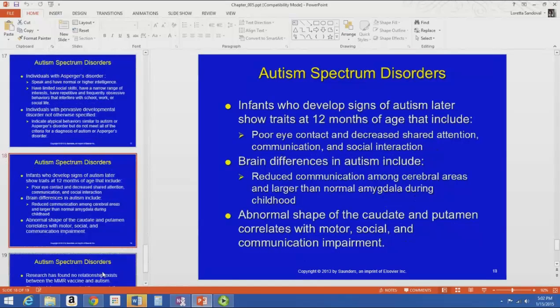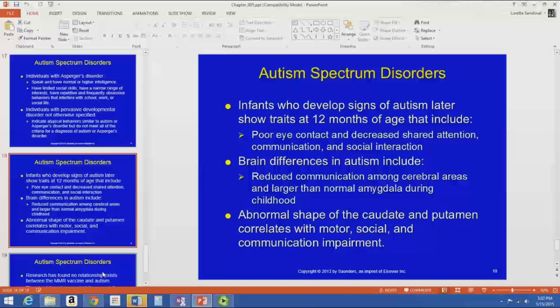Usually infants develop signs of autism a little bit later in their development, and they start to show traits at 12 months of age. And the things that they start showing is poor eye contact and decreased shared attention. And by that they mean, with a little kid you might say, hey, look at that, and they'll look. Well, a kid with autism will not do that. They will not share attention with you. They will not pay attention to something that you indicate, or point out for them to pay attention to. So they have poor communication and poor social interaction.